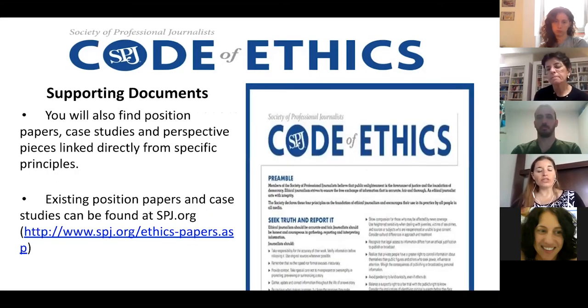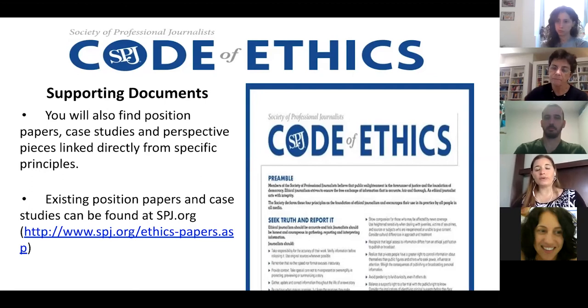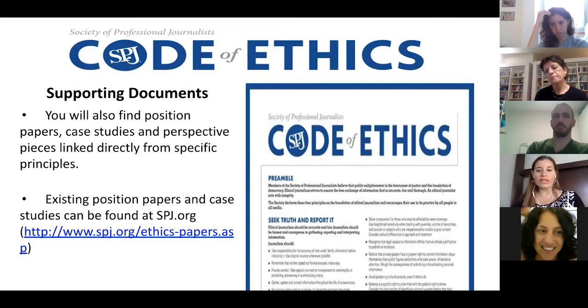And if you want more information, with each of those tenets we have links to blog posts and case studies that you can dig into a little deeper. The whole idea with this code is that it is meant to be looked at holistically. So when you are faced with an ethical dilemma and trying to figure out what to do, you don't just want to consider the minimize harm part separately from the seek truth and report it. You want to consider the whole document together as one, so that you are looking at everything holistically and making decisions based on each of the tenets instead of just one of them.